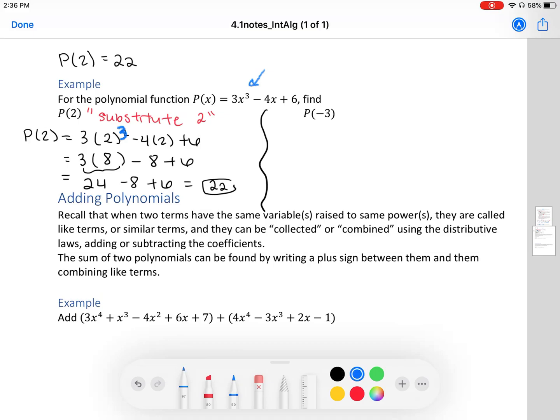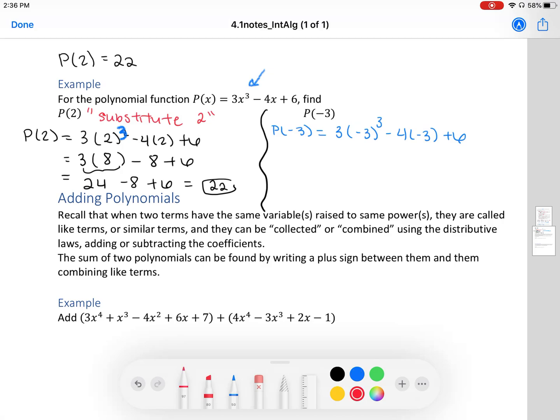Let's work on that next one. So we see P of negative 3, it's telling us to plug in a negative 3. So I have 3 times negative 3 raised to the third power, minus 4 times negative 3 plus 6. Okay, let's work this out.